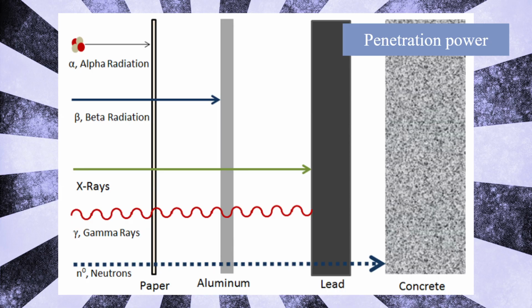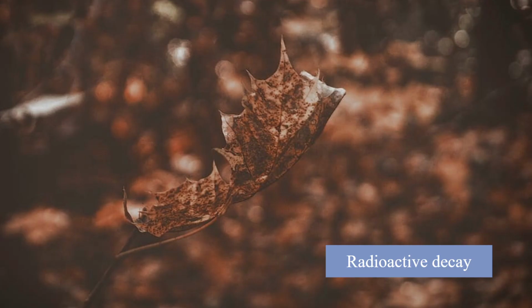Now I will talk about radioactive decay. I previously mentioned that radiation is produced when unstable atoms undergo radioactive decay. And by radioactive decay, I refer to the emission of energy in the form of ionizing radiation, which is the amount of energy required to remove an electron from an atom or molecule.